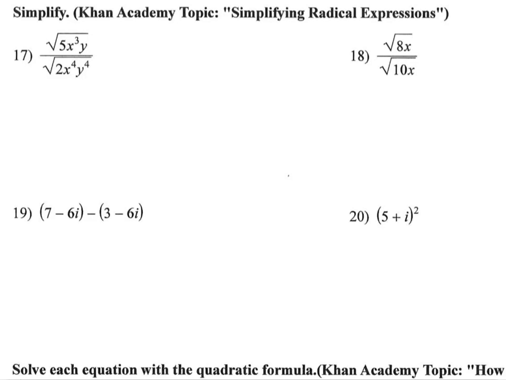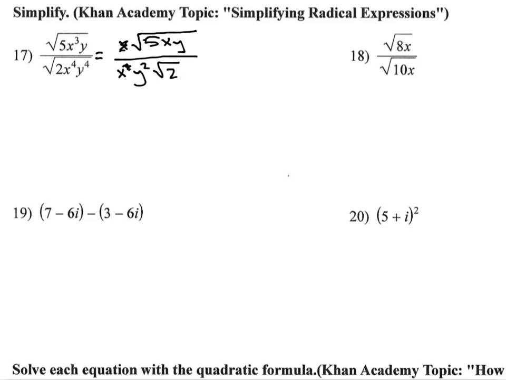Okay, simplifying radicals. First thing I'm going to do is simplify as much as I can on top and on bottom. So I can take out that square root of x cubed is really x square root of x. So I'm going to keep underneath the 5xy. And on the bottom, square root of x to the fourth is x squared. Square root of y to the fourth is y squared. Square root of 2. And I'm going to cross off that x on top and x on bottom.